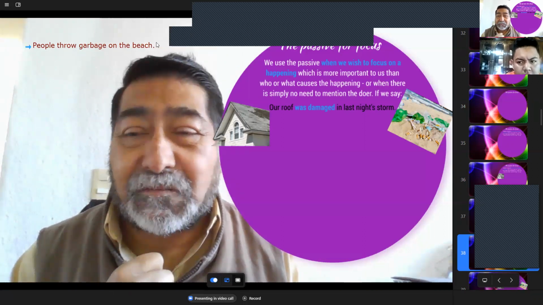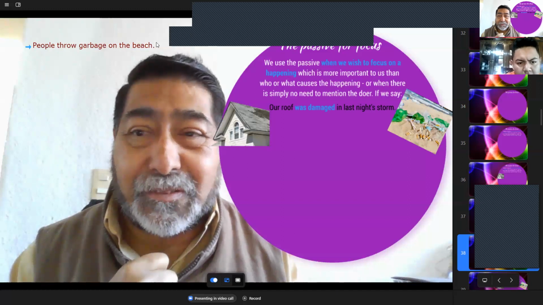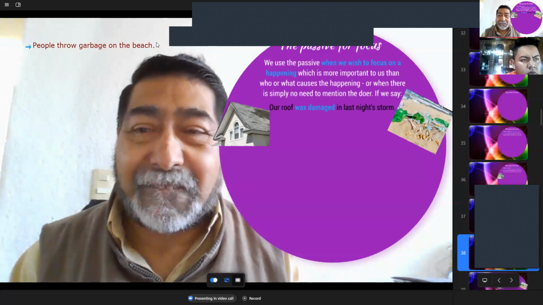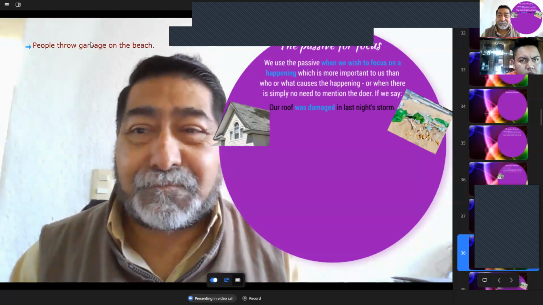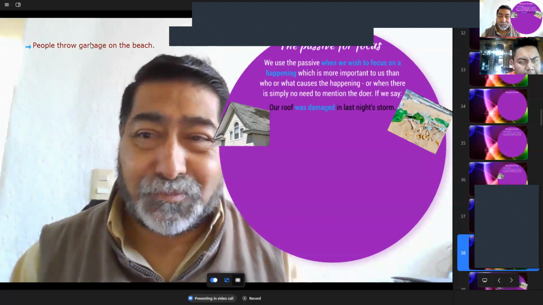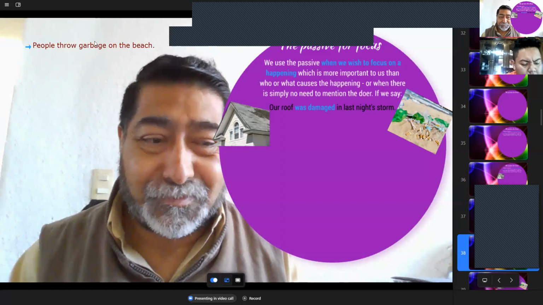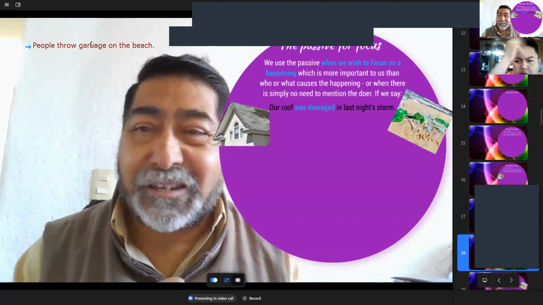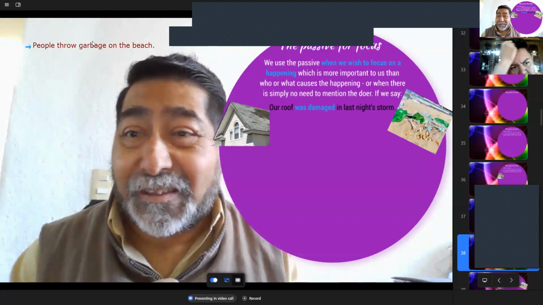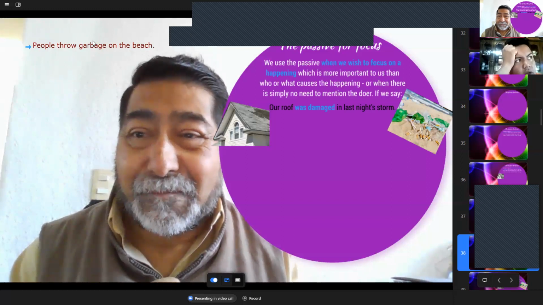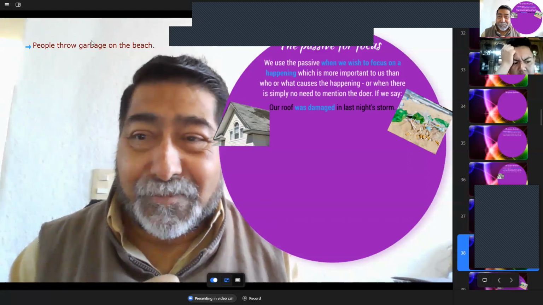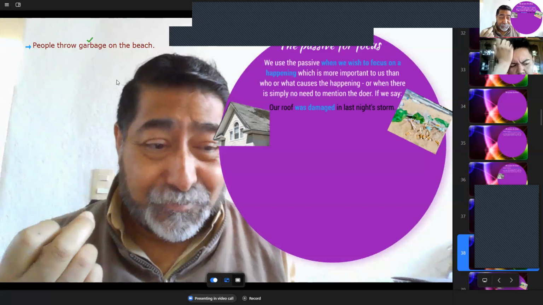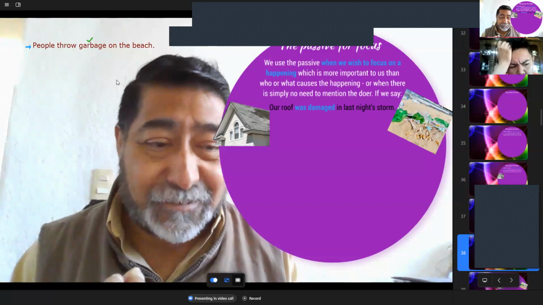La gente tira basura en la playa, ¿no? O tira la basura en la playa, ¿no? Okay, but what is the object? What is the object? The trash. But okay, garbage is the object. Or trash is the object.